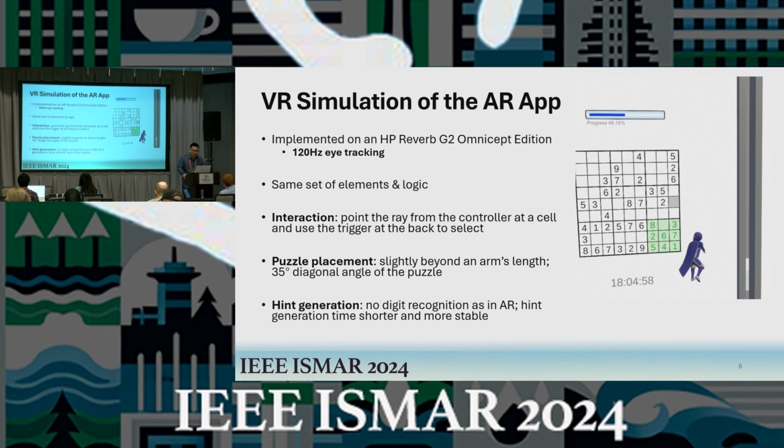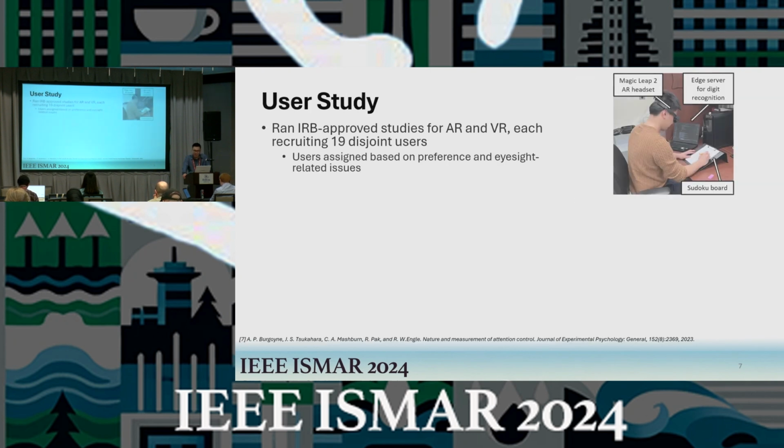And also in VR, since we know all the digits that are put onto the puzzle, unlike in AR where another server is used, hint generation generally takes less time in VR than in AR. We do want to note that this simulation is not a pixel-to-pixel level perfect replication, yet at the current point of technology advancement, these disparities are still inevitable, which actually inspires us to this work.